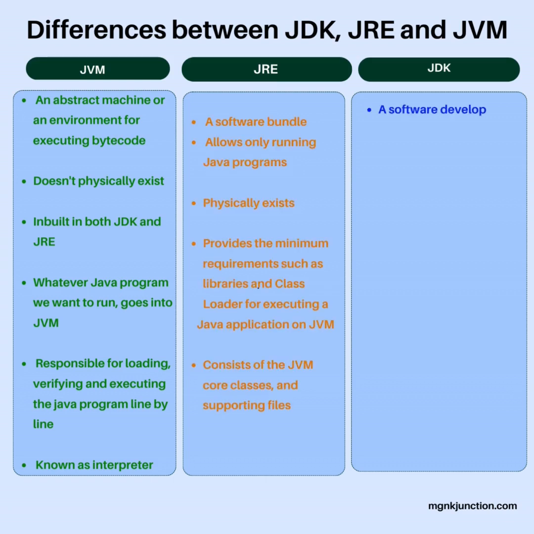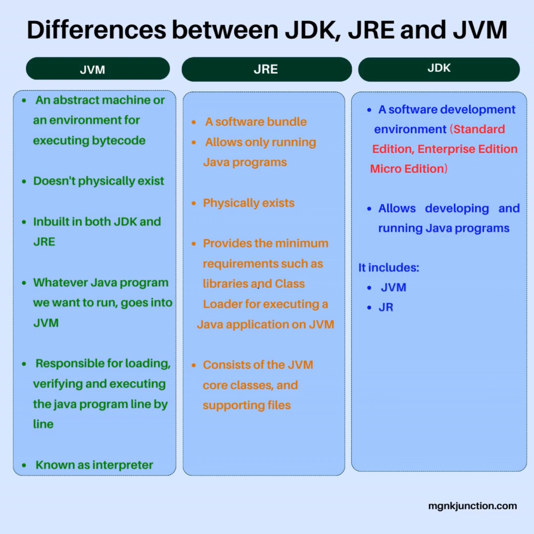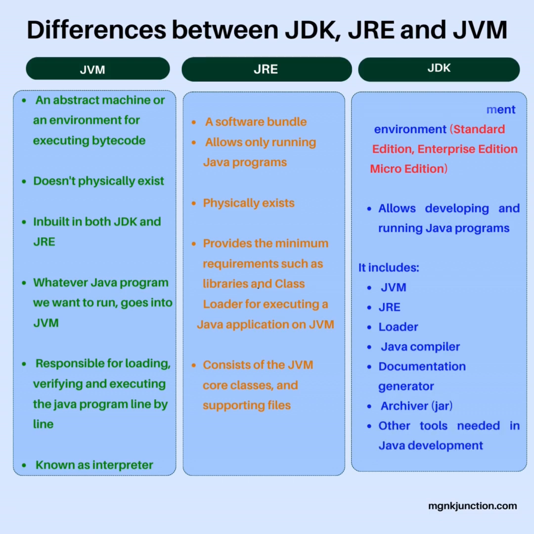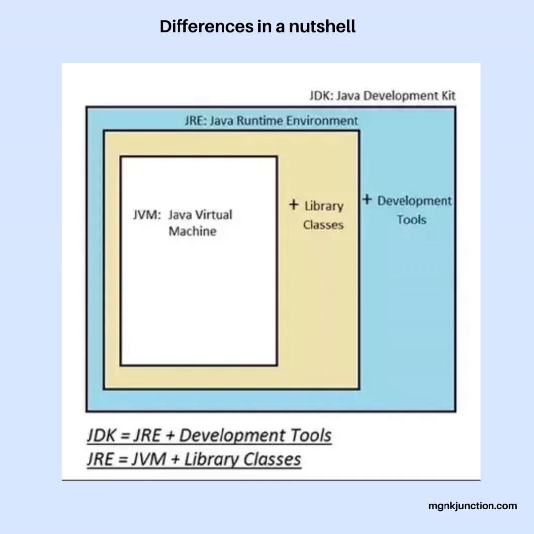The Java Development Kit, JDK, is a software development environment. Example: Standard Edition, Enterprise Edition, and Micro Edition. Allows developing and running Java programs. It includes Java Virtual Machine, Java Runtime Environment, Loader, Java Compiler, Documentation Generator, Archiver, JAR, and other tools needed in Java development. All differences in a nutshell.